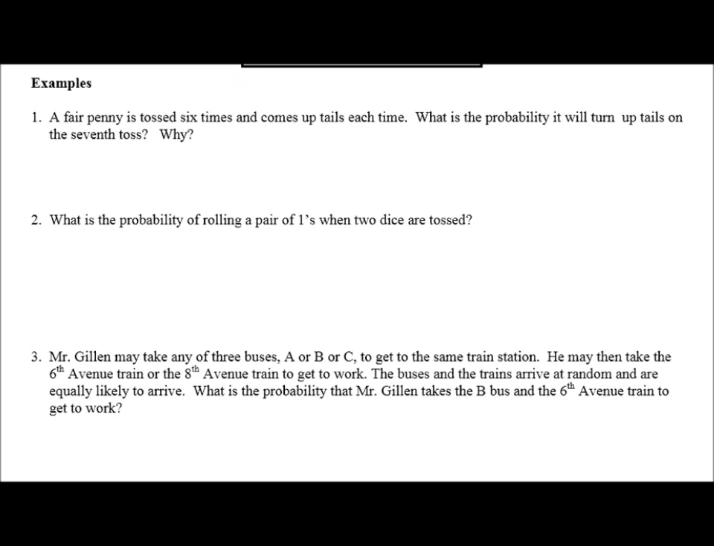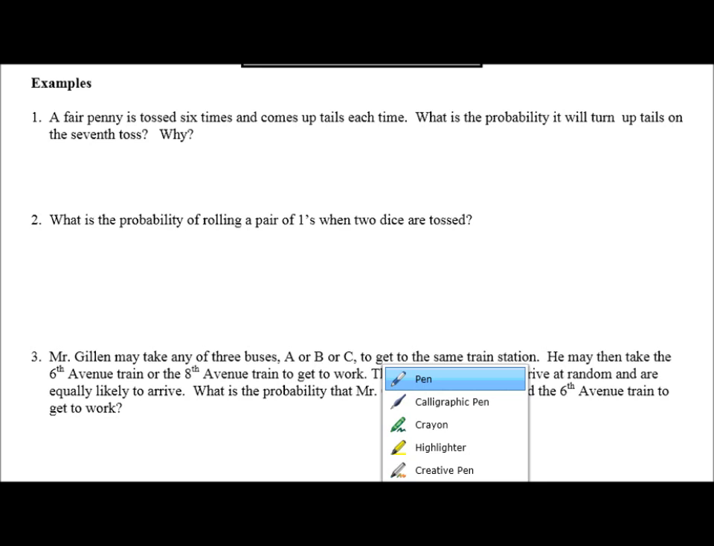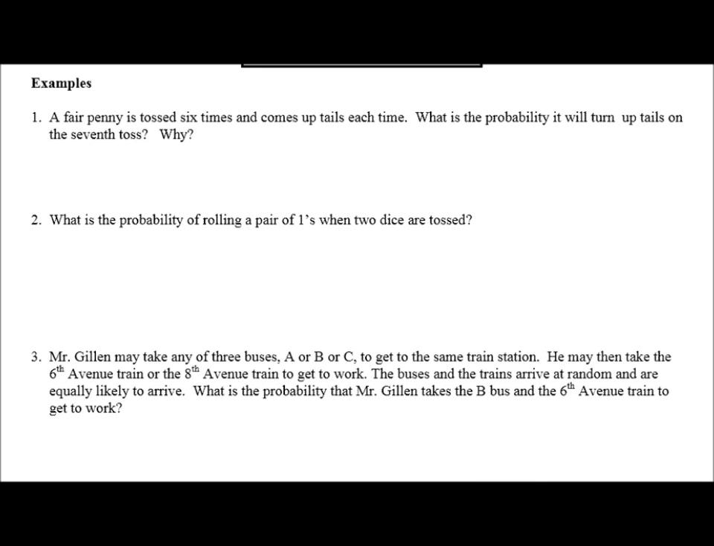On example 1, let me pull up a pen here. We have a fair penny, and we're going to toss the penny 6 times. And each of those 6 times it came up to be tails. Now, I want to know the probability that I'll get tails on the 7th toss. Now, think about it. Just because I got tails the first 6 times, does that have any impact on what's going to happen the next time? It doesn't. I could still get heads, or I could get tails. And so the probability of getting tails is 1 out of 2, or 1/2. The reason is that the events are independent, and what happened before has no impact at all on what's going to happen the next time around.